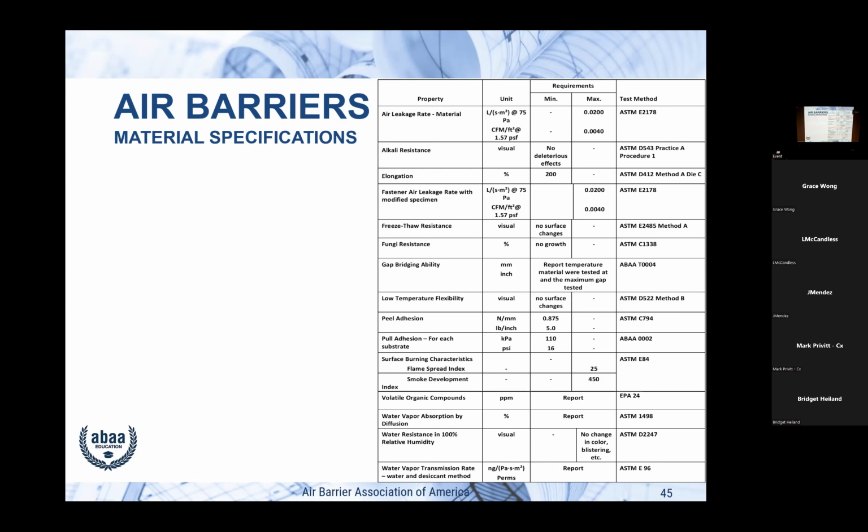Surface burning characteristics, the code wants that. So that's that E84, the tunnel test. How far down the tunnel does it go? And VOCs, very important in some cases. Other states couldn't care less. So we put that in there just so you have it.